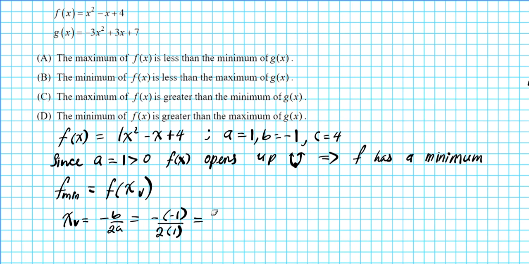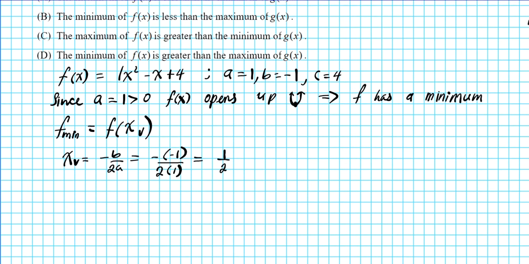So minus minus becomes a plus. We have 1 over 2 as the x coordinate of our vertex. Alright, so now that we have the x coordinate of the vertex, how do we find the f min, or the y coordinate of the vertex? Do the same thing. To find f min, we're just going to simply evaluate the function f of x at 1/2. Okay? So we're just plugging 1/2 into the function.